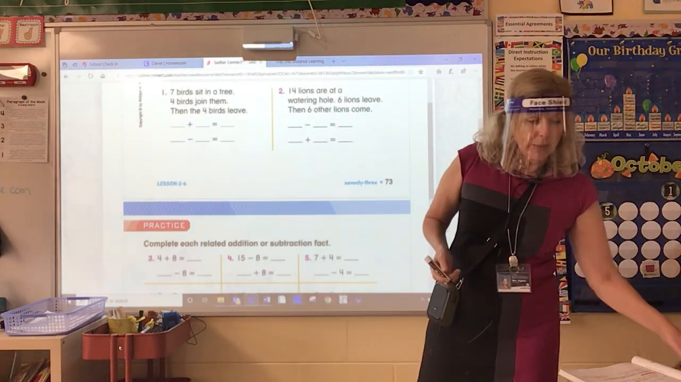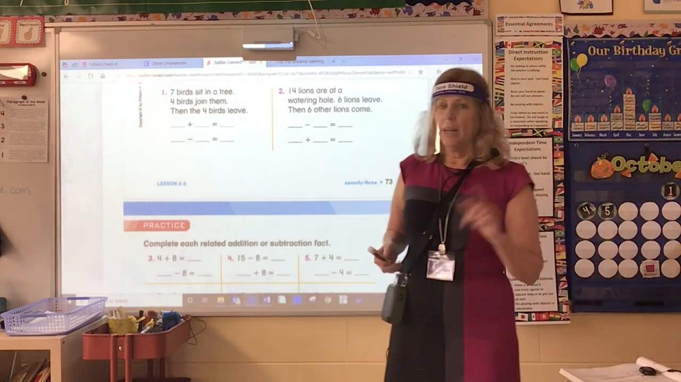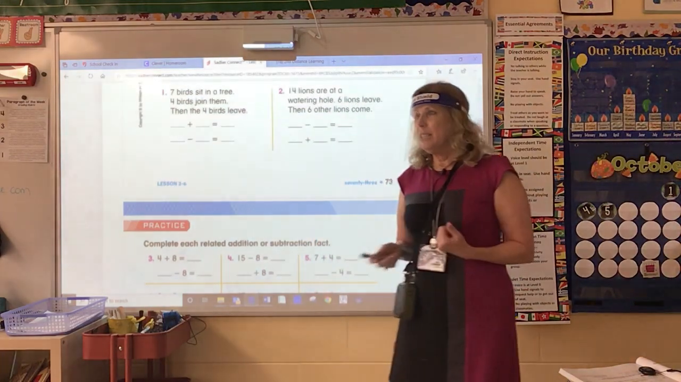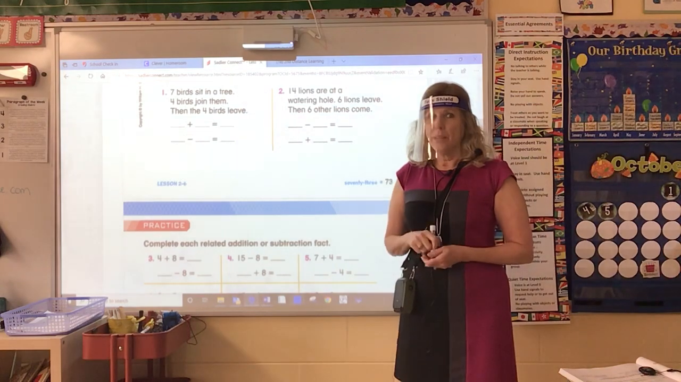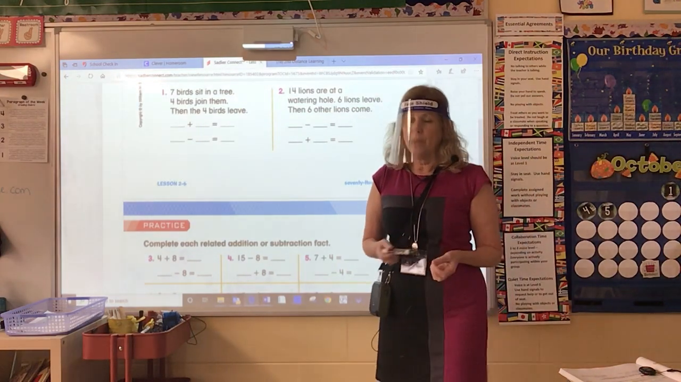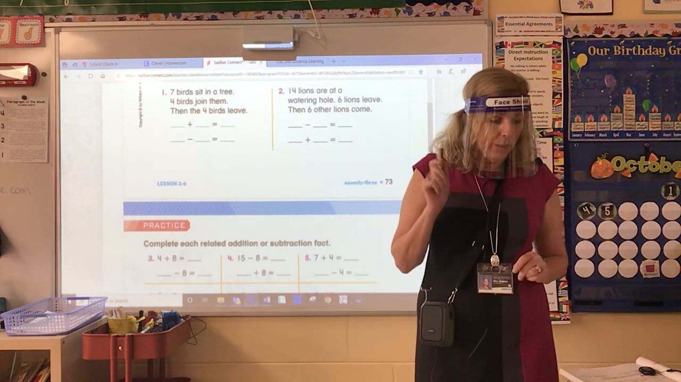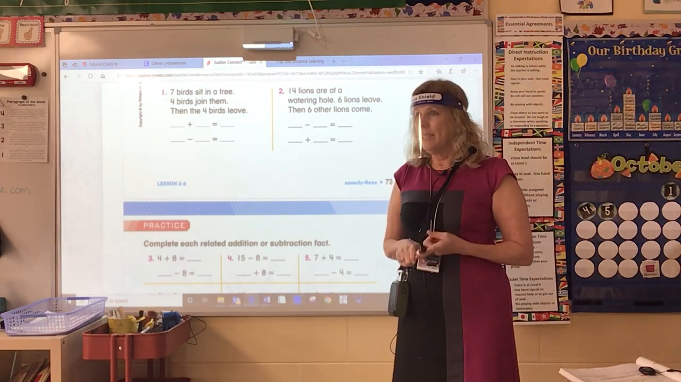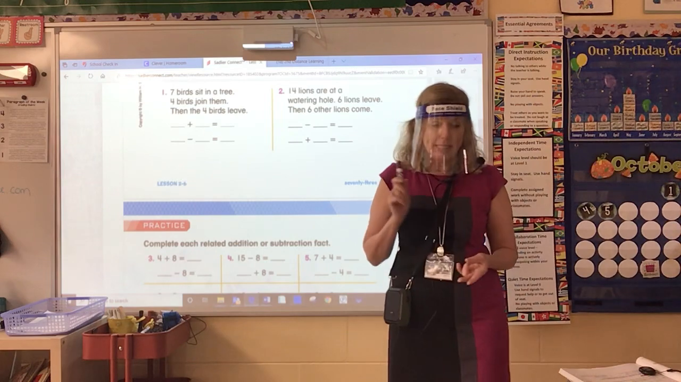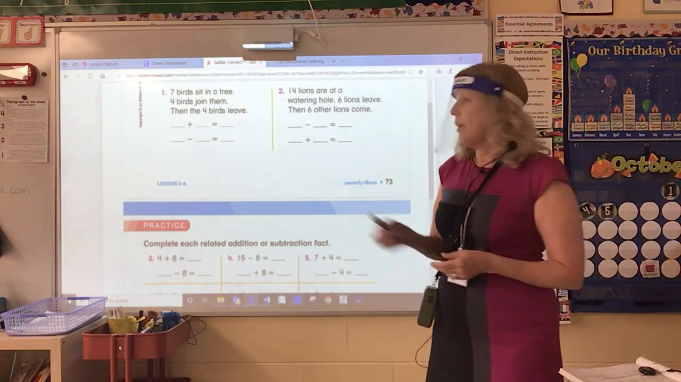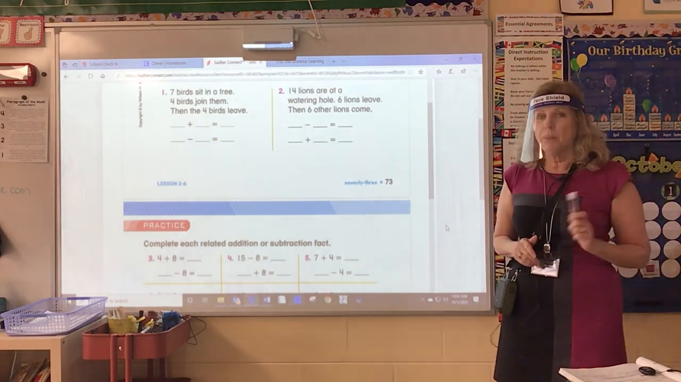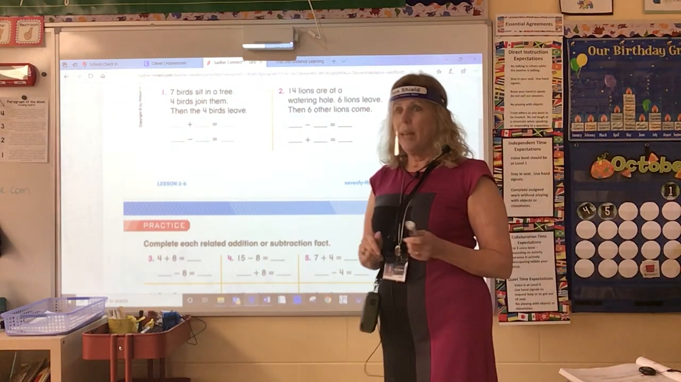Right, so this morning in math, we are working on lesson 2-6. So we are adding and subtracting our fact families, our related fact families. And the one thing that you need to remember is the number that is added is the same number that is taken away. And we'll show that in our word problems. So as long as you remember that, you should be okay.